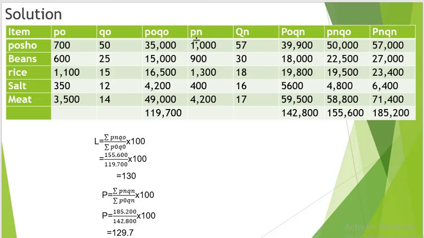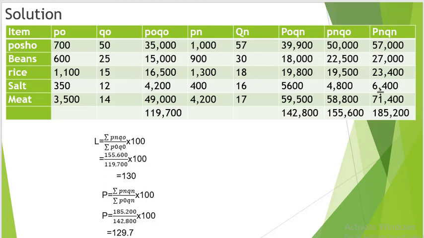Then the prices in 2006 are our Pn and the quantities in 2006 are our Qn. Also, we create a column P naught Qn. This is our P naught, this is our Qn. When multiplying the first one, you're going to come up with 39,900. Then next is 18,000, 19,800. Then 5,600, 59,500. Then we create another column which is Pn Q naught, like that. Then finally we create a column which is Pn Qn.